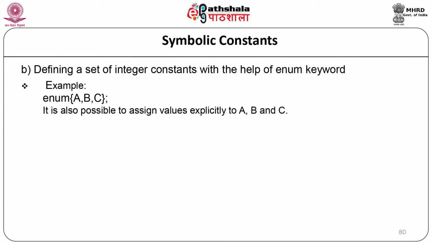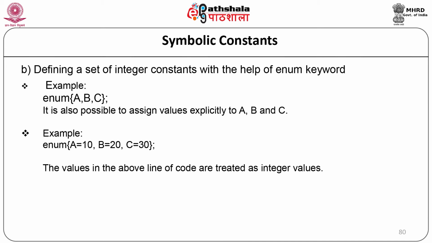It is possible to assign the values explicitly to a, b and c. Example: enum {a = 10, b = 20, c = 30}. The values in the above line of code are treated as integer values.